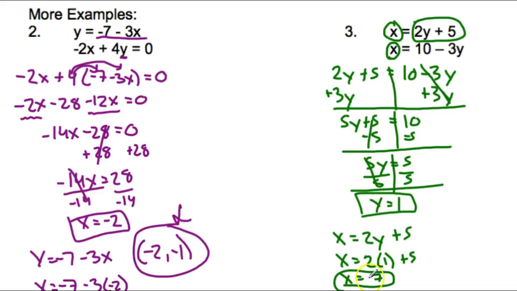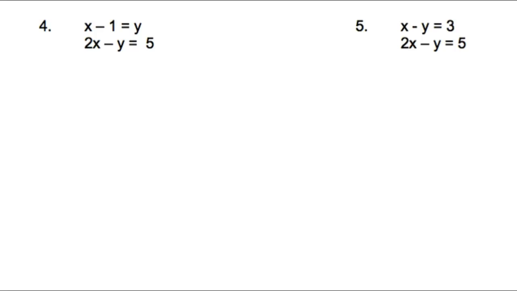So we have y equals 1, x is 7. Remember, when you write a point, it's x, y. So that means 7, comma, 1. All right, let's do 2 more.